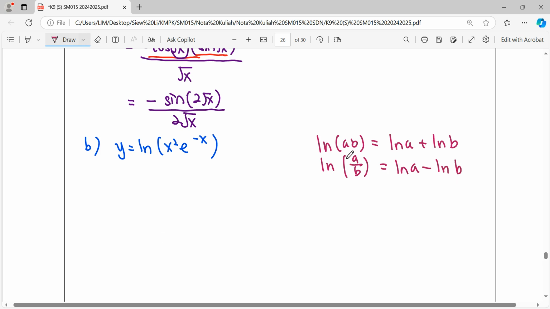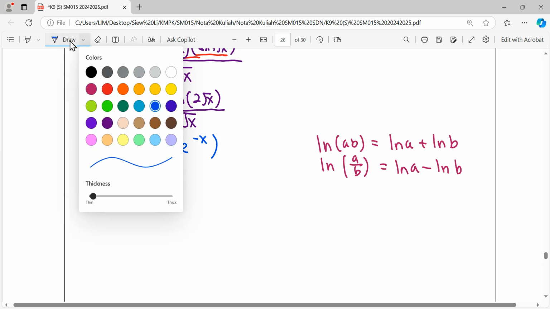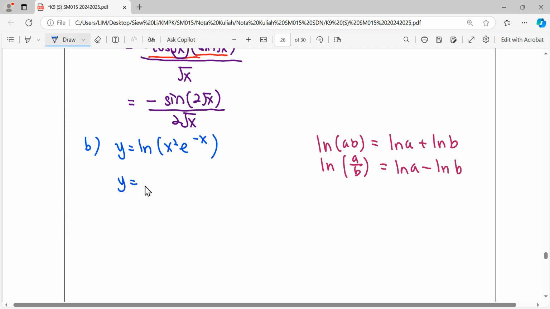If inside your ln there is multiplication or division, you need to simplify it, then it will be easier for us to differentiate. So simplify your ln using properties: ln x squared plus ln e to the negative x. And then the power we can move to the front, 2 ln x. This is the property of ln. And then ln e here we have 1. So finally it is negative x here.